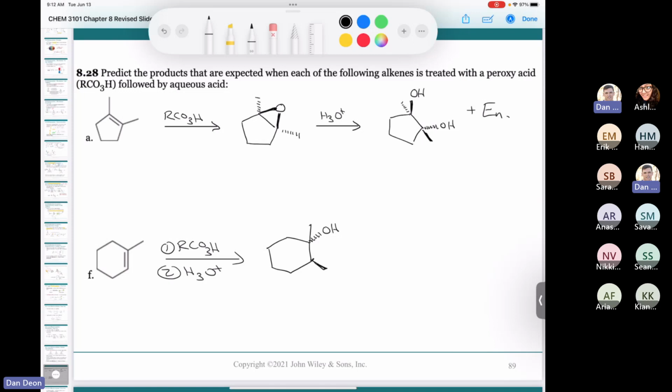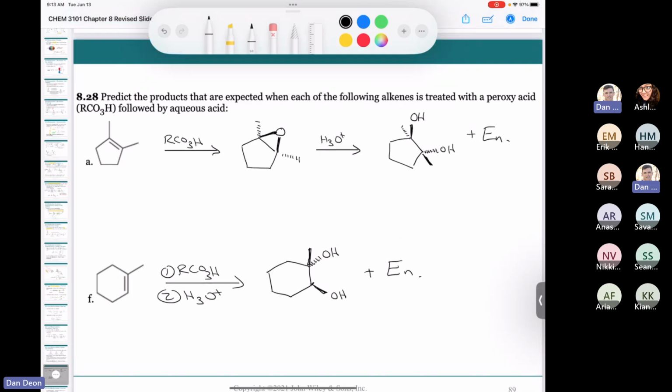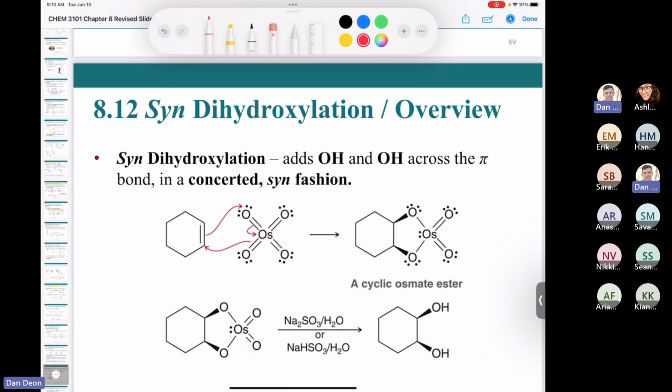So that means the methyl group is going to be going up. And then the proton is going to be going down on the other stereocenter. So something that looks like that. And so we're going to get this compound plus its enantiomer. So there you go. So this is anti-dihydroxylation. So again, just to rehash, these 2 steps is anti-dihydroxylation.